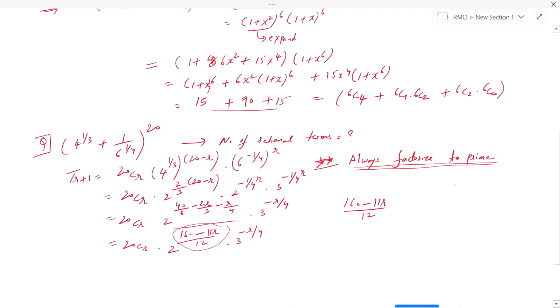And r by 4 is also an integer, so r will be a multiple of 4. So what we can do: 0, 4, 8, 12, 16 and 20. Now substitute and check. If we substitute 0 over here, 160 by 12, 0 won't come. What about 4 if we substitute? 4 also won't come. What about 8? Yes, 8 is the correct one. Next 12.